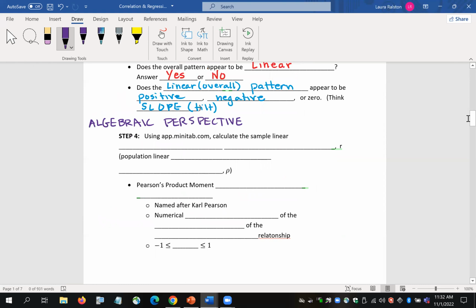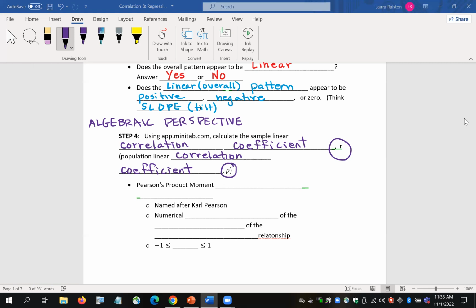So we will use Minitab to calculate what's called the sample linear correlation coefficient. Now, again, we're dealing with a sample, but there does exist the population linear correlation coefficient as well. And we use the same pattern for the sample. The symbol is the English letter R. For the population, we use the Greek letter rho.